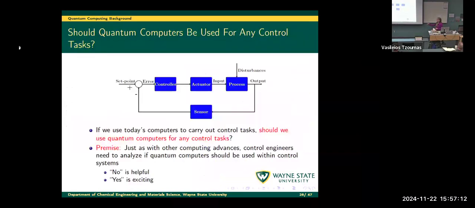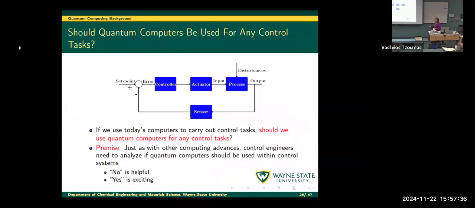But our group has been focusing on this question: should quantum computers be used for any control tasks? And the reason we've been interested in this is because of this diagram shown earlier, where we said, well, the controller is running some algorithm on a computer. Today, it would be running it on a classical computer.